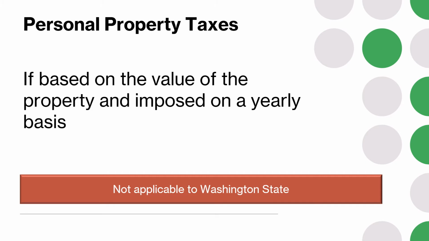A lot of times people will want to deduct their tabs for their car, or those kinds of taxes, and those are not the right kind of tax for the personal property tax. So this is another one that we sometimes find ourselves educating our taxpayers on: in Washington State, the property taxes that you're paying for anything other than real estate are not based on the value of the property, and they're not imposed on a yearly basis, and so they are not deductible on Schedule A.